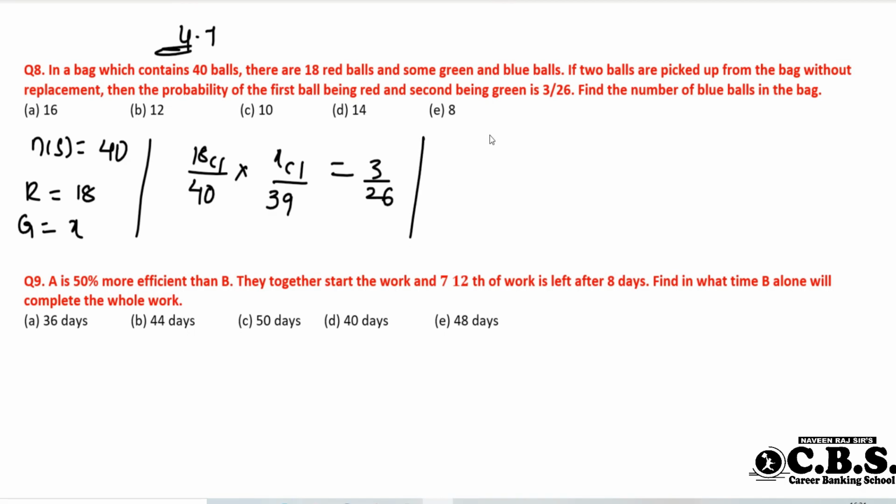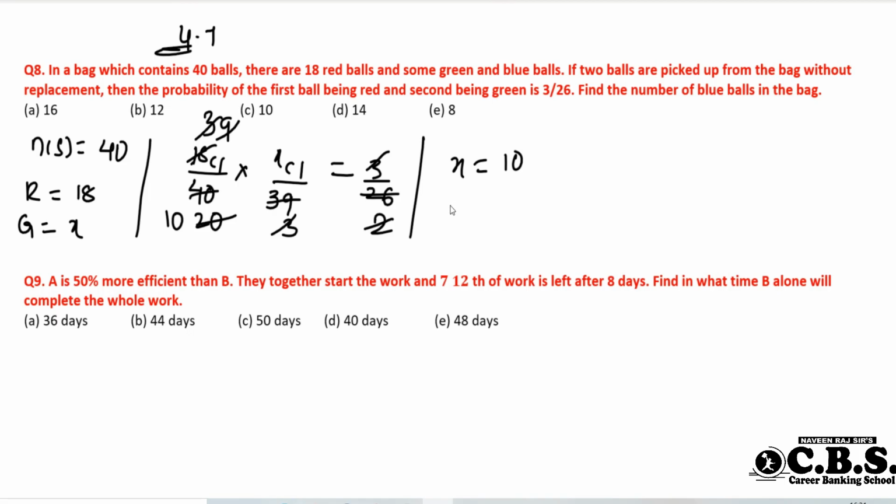You can answer this one. 18C1 is nothing but 18. So 2 nines are 18 and 2 twenties are 40. Okay, and 3 ones are 3 and 3 thirteens are 39. And 26, 13 twos are 26, 13 threes are 39, so 2 times 1 and 10 times. 3 cancels. Now x is equal to how much? It is 10. Okay, so x is equal to 10.